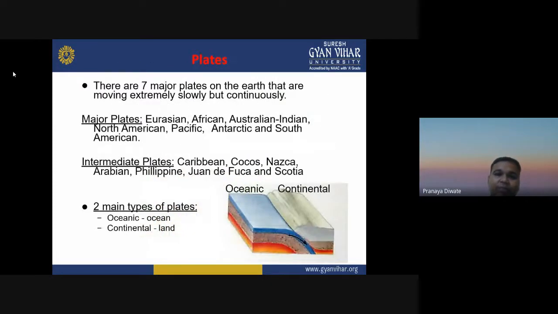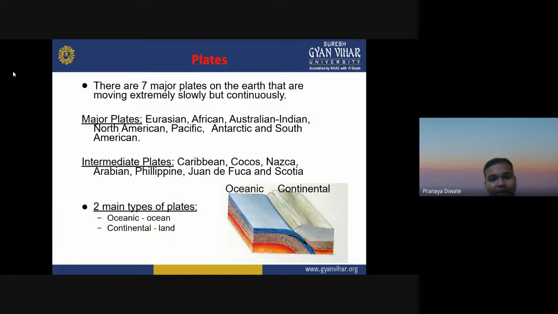Then you have the different plates. There are seven major plates on the earth that are moving extremely slowly but continuously. The major plates are the Eurasian plate, African plate, Australian-Indian plate, North American plate, Pacific plate, Antarctic plate, and South American plate.